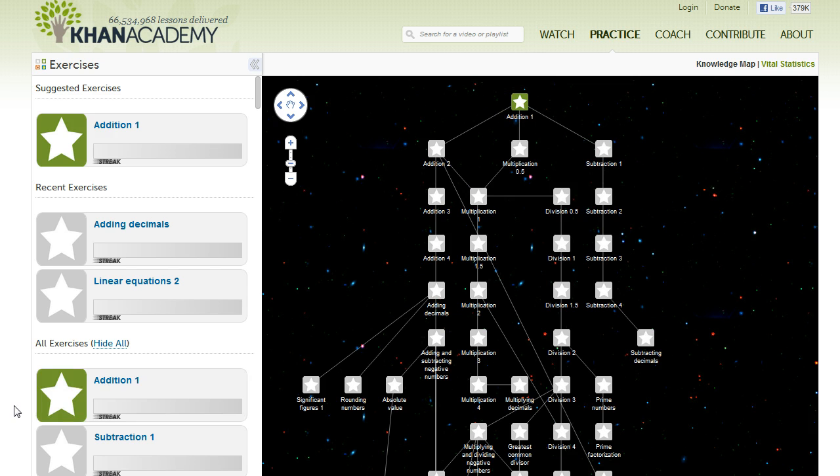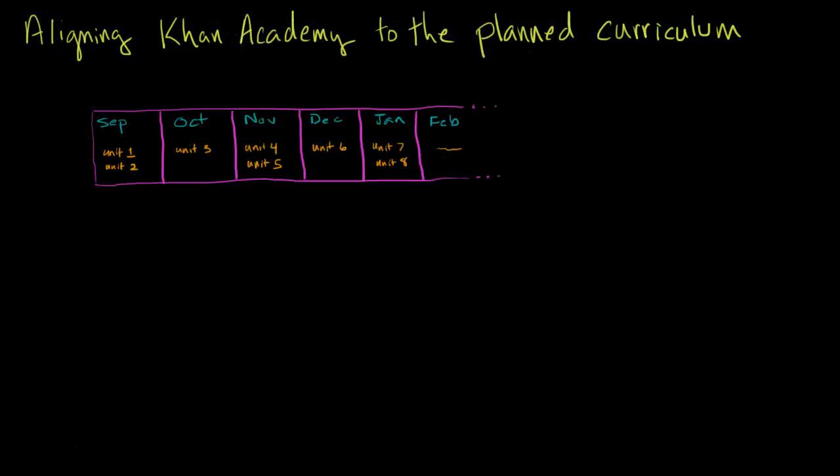So if we actually break it down, what you may have as a teacher is something that looks a little bit like this. And this is a gross oversimplification, but what you may have is a calendar, so September, October, November as you go through the school year, and a set of units mapped to that. So in September you would teach units 1 and 2, in October unit 3, November 4 and 5, etc.